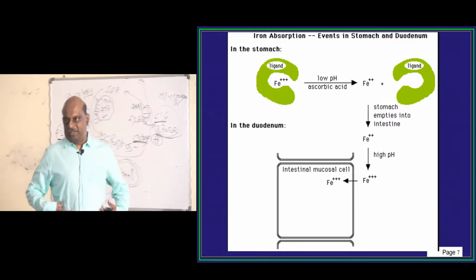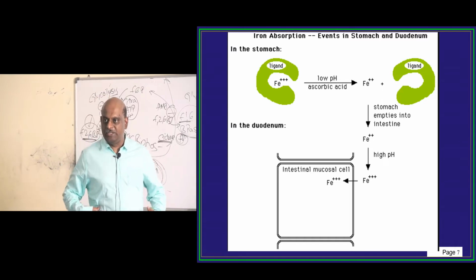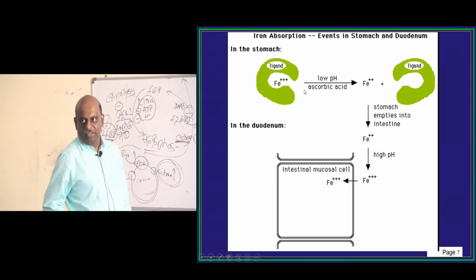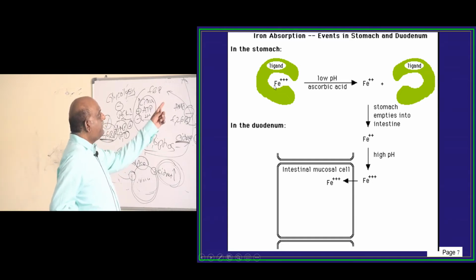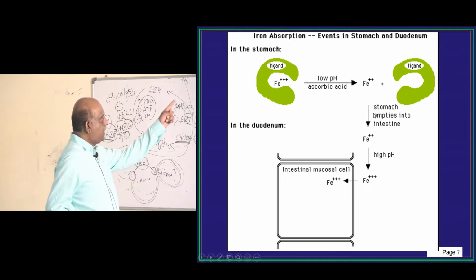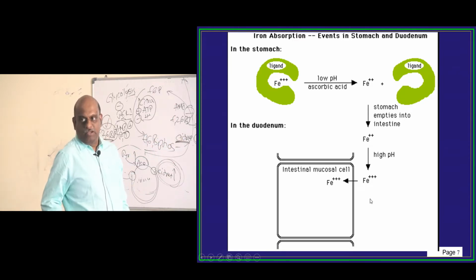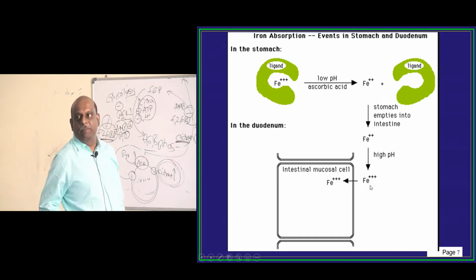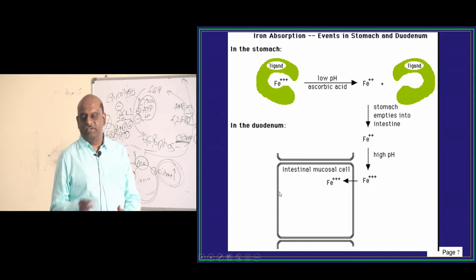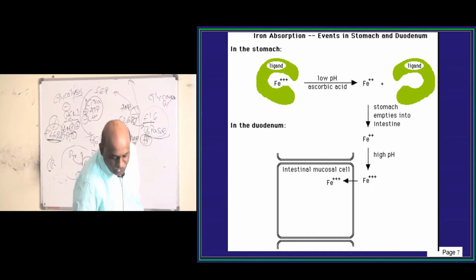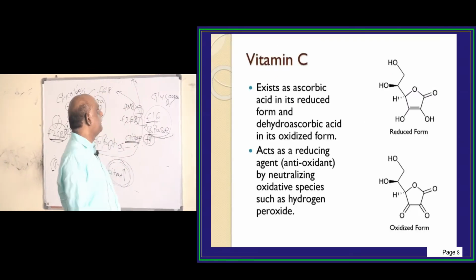So in the stomach, you have an acidic pH. You also have ascorbic acid that converts Fe+3 to become Fe+2, and Fe+2 comes into the intestine where there is a high pH, and it once more becomes Fe+3 and it gets absorbed into the intestinal mucosal cell. Therefore vitamin C is required for the absorption of the iron.